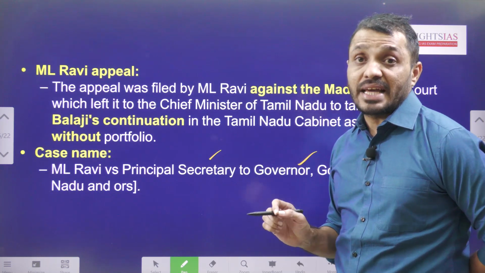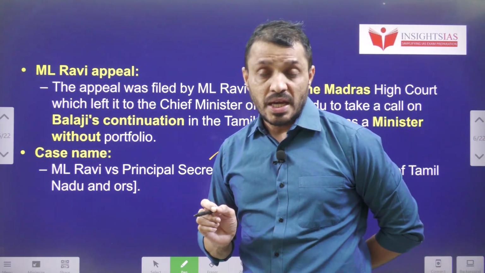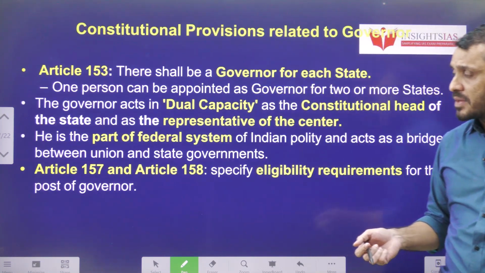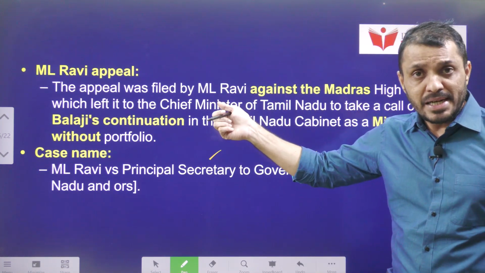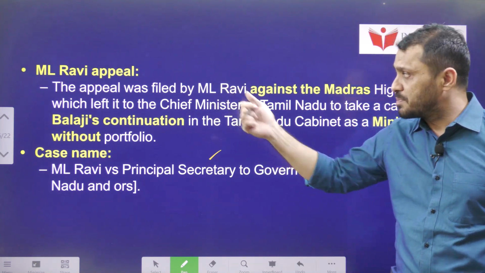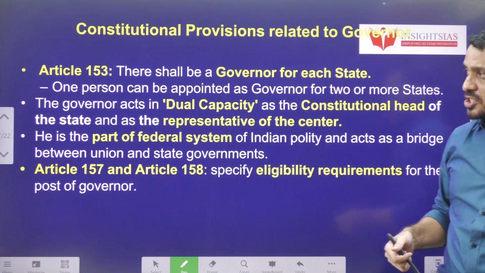You know that the Money Laundering Act was enacted in 2002. ED is the principal agency which will implement the Money Laundering Act. And ML Ravi appealed the Madras High Court judgment to the Supreme Court, and the Supreme Court gave the judgment which we discussed just now.